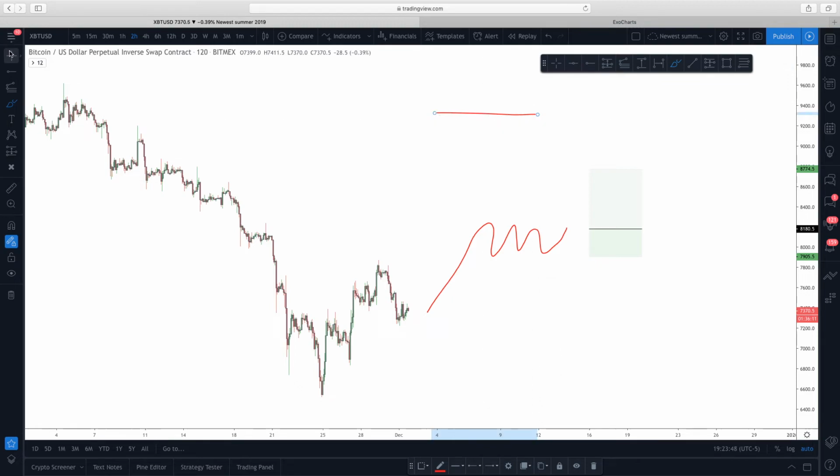I hate TradingView. If someone could come out with a better TradingView, I'd pay twice the amount.